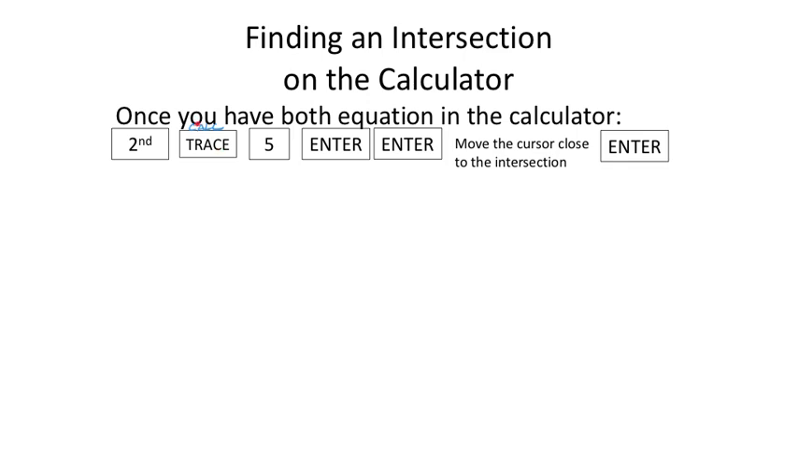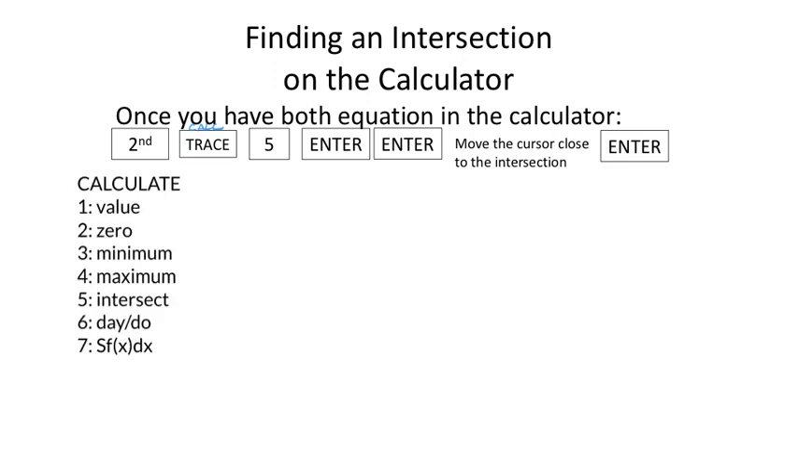So when you push trace, it's going to this function of the calculator which says calc. Okay, and sorry, that's kind of small there. But when you push second calc, it gives you a menu. It says calculate: 1 is value, 2 is zero, 3 is minimum, 4 is maximum, 5 is intersect, 6 is dy/dx, 7 is the integral of f(x) dx. So after you push second trace, you should be seeing a menu like this one.